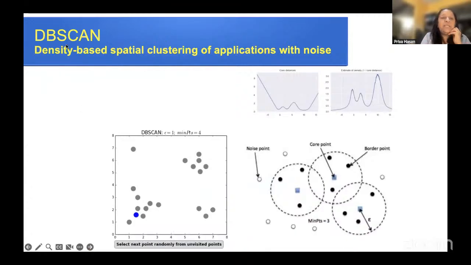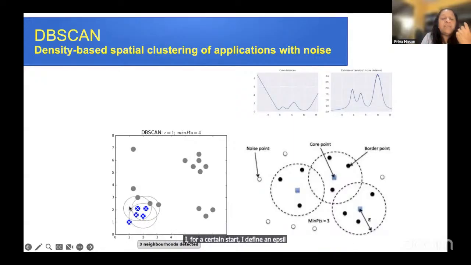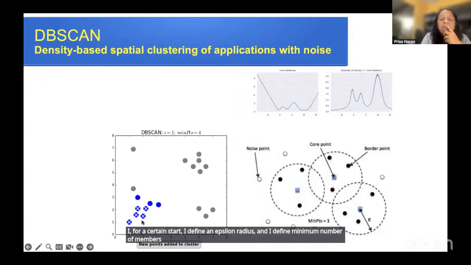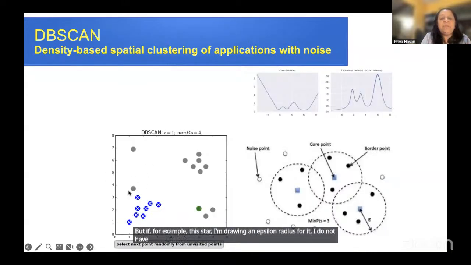We also used another clustering technique called DB-scan. In DB-scan, what happens if I have a group of stars over here? For a certain star, I define an epsilon radius, and I define a minimum number of members. If I have the minimum number of members in the epsilon radius of a star, I call that a core point. But if, for example, for this star I draw an epsilon radius and I do not have the minimum number of stars, like I have 4 over here, then this is called a border point.